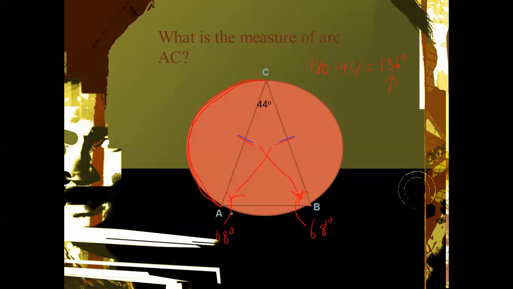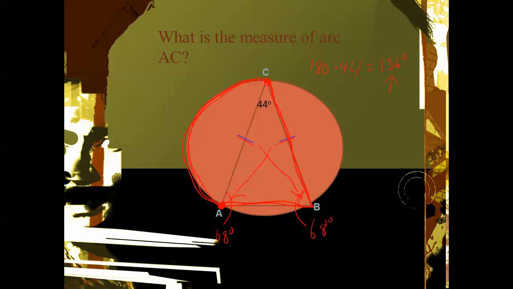Okay, so now if you notice, arc AC right here actually has an inscribed angle right here, angle ABC. Okay, notice how I made a cone right there? See, there's my cone, and then there's the ice cream that's on top.